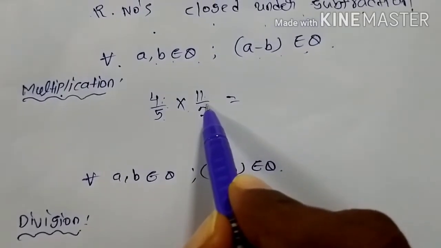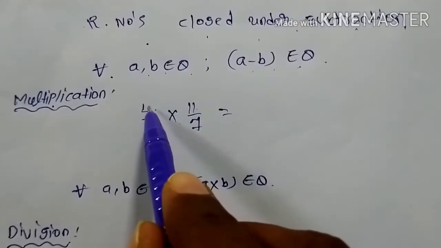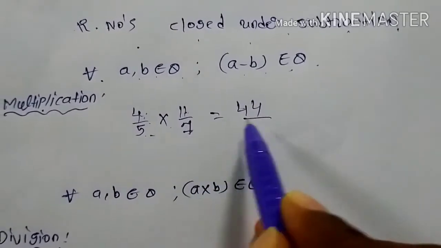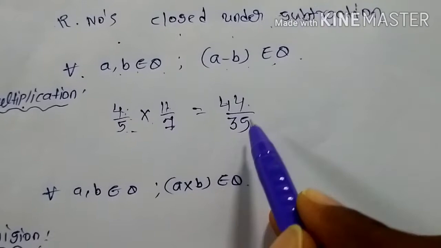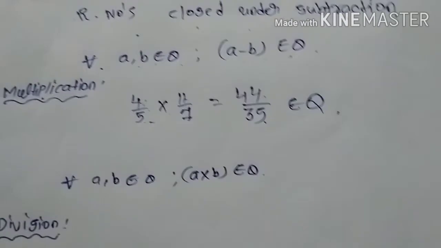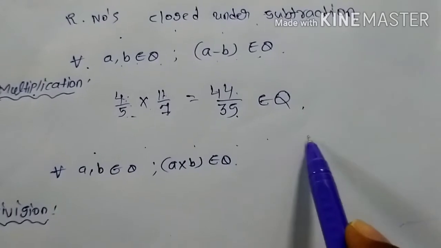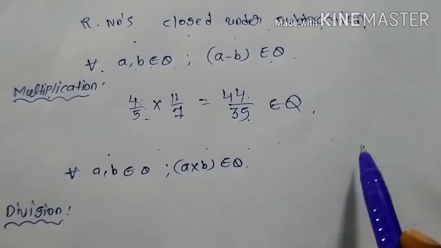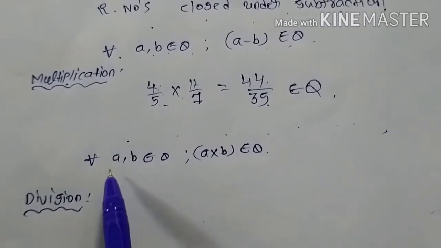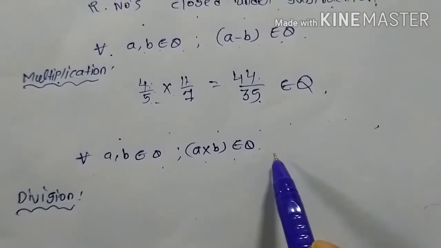You know that you studied this in the 7th class. How do you find the multiplication? You multiply numerator with numerator: 4 elevens are 44. Denominator with denominator: 7 fives are 35. Can you say 44 by 35 is a rational number or not? Yes, it is also a rational number. So you can mention here that rational numbers are closed under multiplication. You have to write it simplified. Rational numbers are closed under multiplication. So I mentioned here, for all a, b belongs to Q, a into b also belongs to Q.